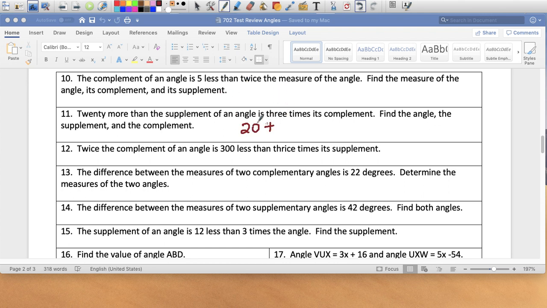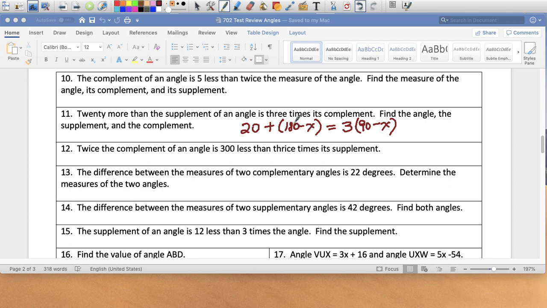The supplement of an angle. So I'm going to put this in parentheses. The supplement of an angle is 180 minus x. Right? And then it says is equals 3 times its complement. Now, here's where, if you wrote 3 times its complement and you left it without the parentheses, then that just says 3 times 90. It doesn't say 3 times its complement. So therefore, you have to put parentheses over here. And that is your equation.